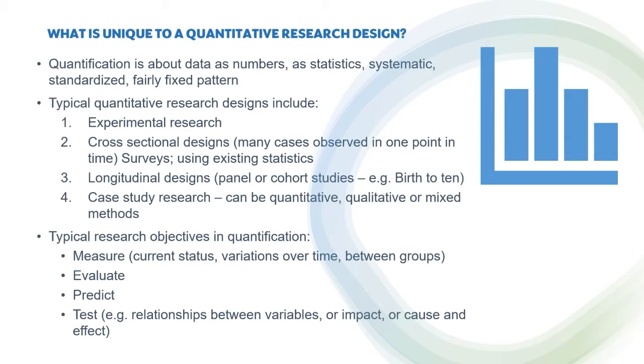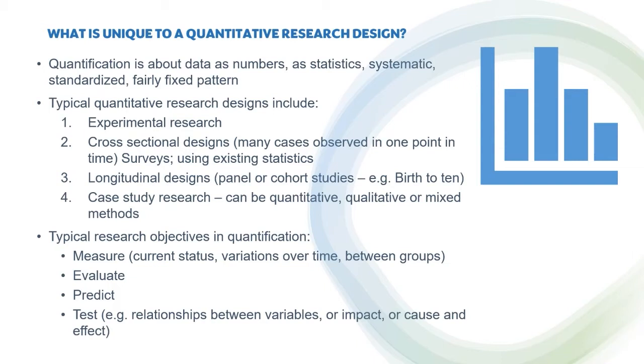Quantification is very systematic. Systematic means there's a planned route. I go from point A to point B and then point C, point D, and so on, and I don't go back and forth. It's systematic, it's well planned, it's pre-planned. There's a lot of standardization. That means I keep things fairly fixed. And the reason for it, I will explain later why we standardize a lot in quantification.